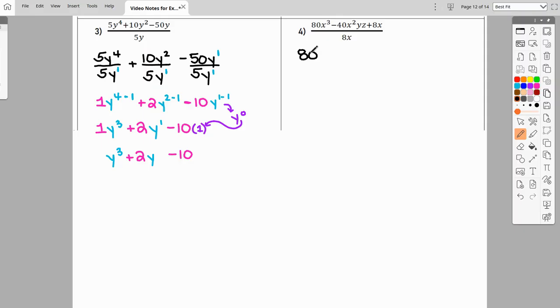Again, I take every single term in my numerator and divide it by 8x here. And then I go ahead and actually do that division. For my first division, remember you divide the numbers, so 80 divided by 8 is 10. And we subtract the exponents. Don't forget to put an exponent of 1 in the denominator. That way we're doing 3 minus 1. We go ahead and divide the numbers, a negative 40 divided by a positive 8, that's negative 5.